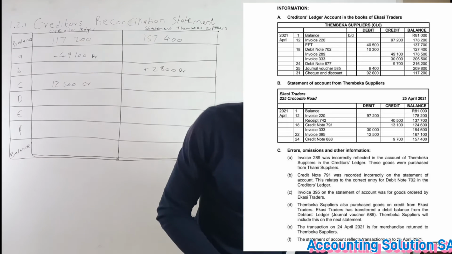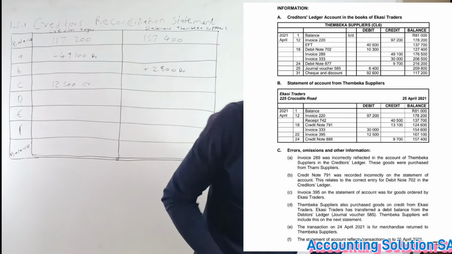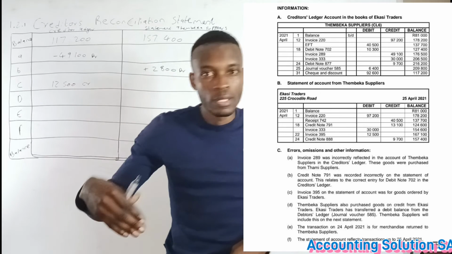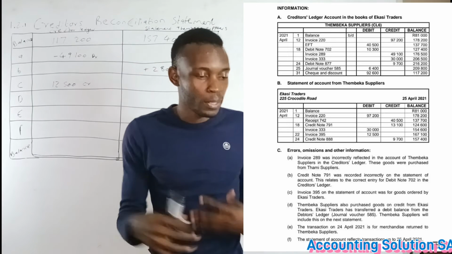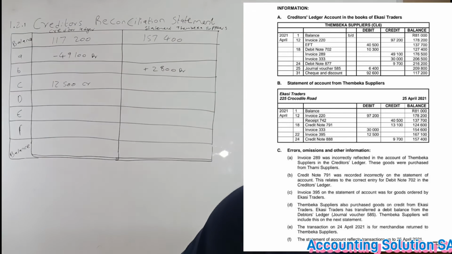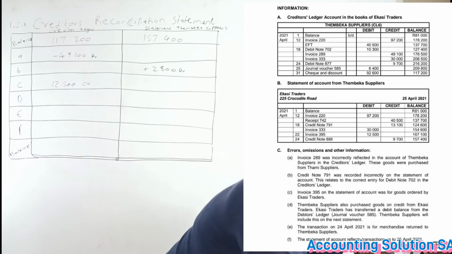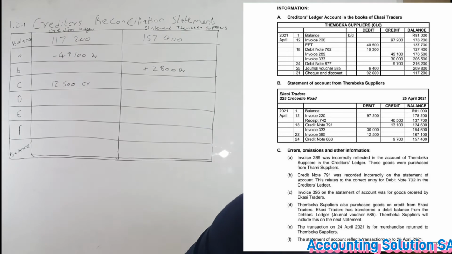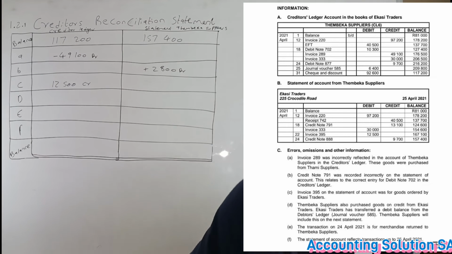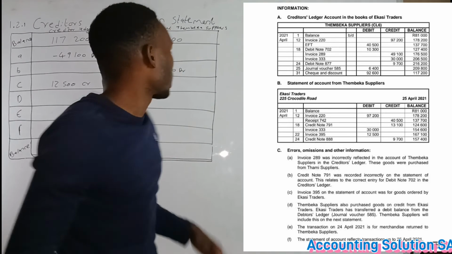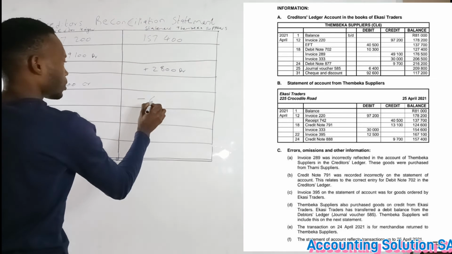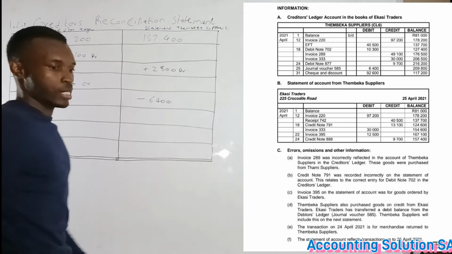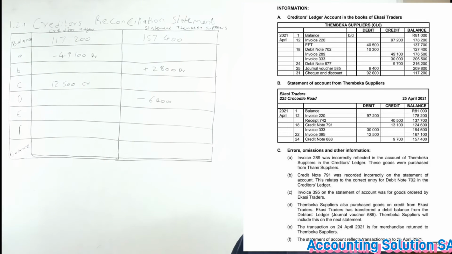Okay, so don't be confused by this statement that states that Tembeka will include it in the next statement. We also have to include it here. So just like that, the same principle. So it's amount of how much? 6,400. It has been recorded on the debit side. So which means that when we go to statement, it must be on the credit side. And on the credit side, you know that you subtract when you come to a statement. Okay? Minus 6,400.